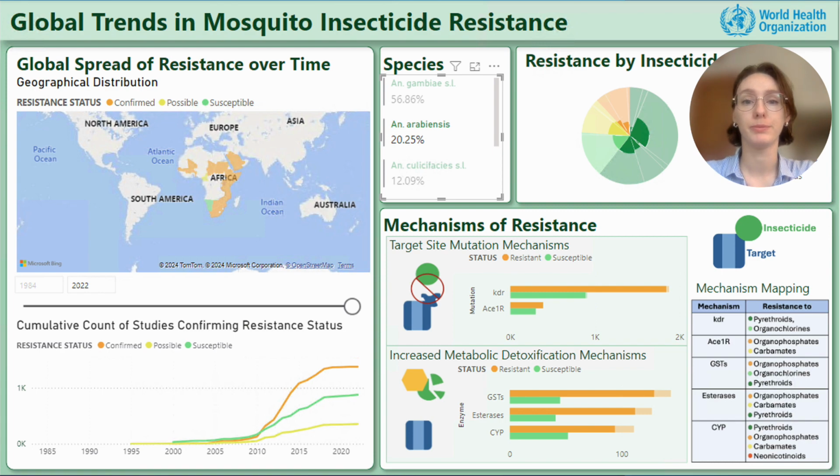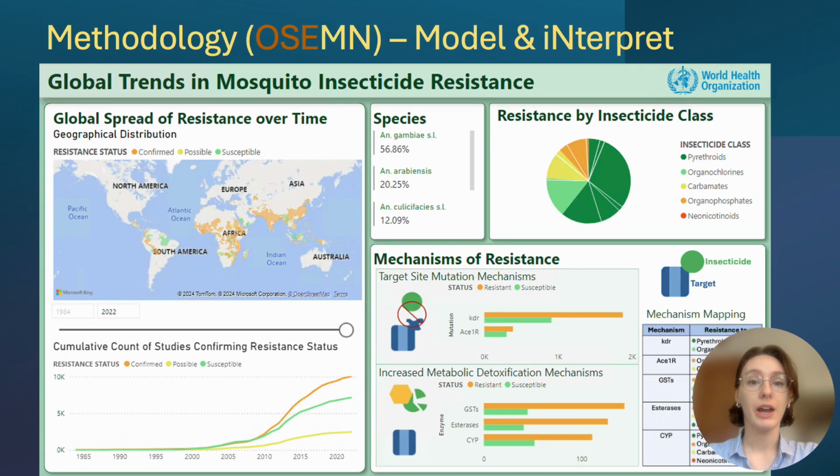To conclude, this dashboard can be used to design localized resistance profiles and unique plans of action to tackle the spread of resistance. I designed this dashboard to tell a story of the spread of resistance, which answers the key questions I asked at the beginning of this project.